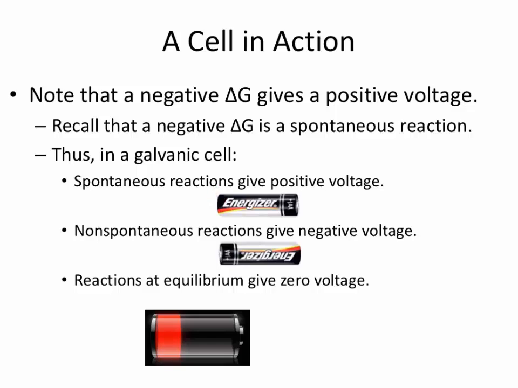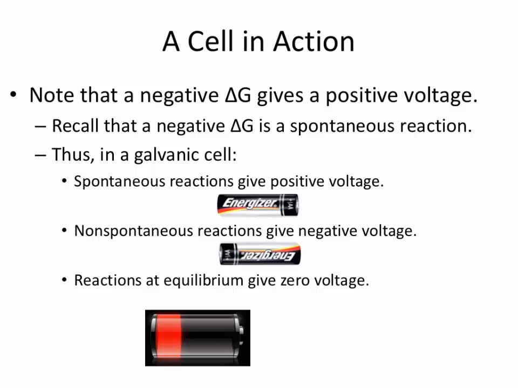Now, a non-spontaneous reaction will give a negative voltage. So if we flip our battery around, and we're trying to pass electrons instead of from the negative end around to the positive end, if we're trying to pass our electrons from the positive end around to the negative end, we're getting a negative voltage, which is then going to be a non-spontaneous reaction. So our electrons don't want to go from the positive side to the negative side. Right? They were repelled from the negative side, and they are attracted to the positive side of our battery.